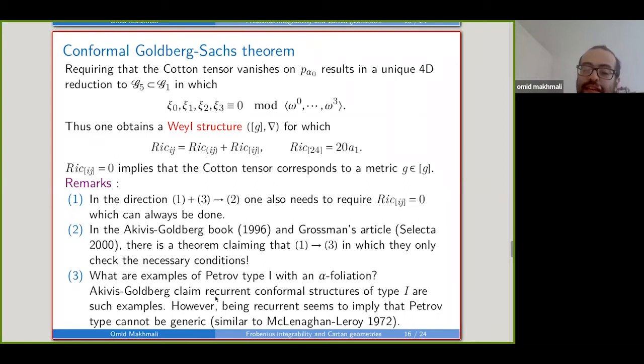being recurrent implies that the Petrov type cannot be generic. This is similar also in, I think, Lorentzian signature. There's an article by McLennan and Leroy that says the same thing, and I think it's the same for indefinite signature. So this is still an interesting, curious thing to know.